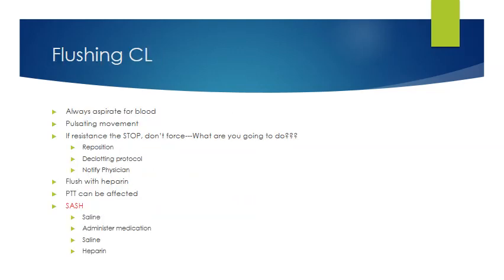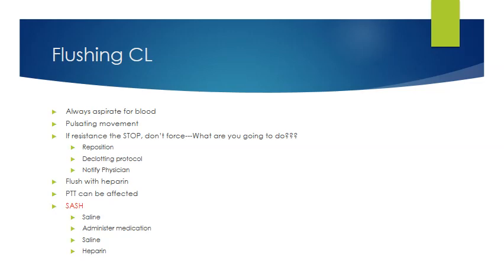Okay, when we flush a central line, we always make sure we aspirate for blood, and you guys know that from just a peripheral, that we always make sure we aspirate. We always want to make sure that we use slow, gentle pressure on the syringe, and actually with the central line, we use like a pulsating movement. So you just kind of push with your thumb in a pulsating movement to push that in. If we meet resistance, we want to stop. We never want to force.